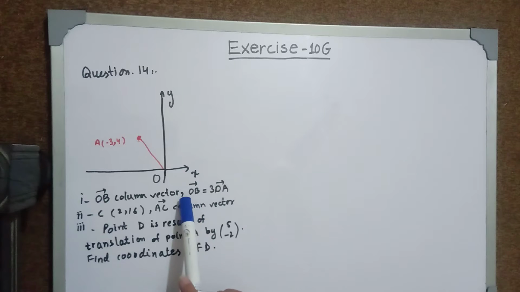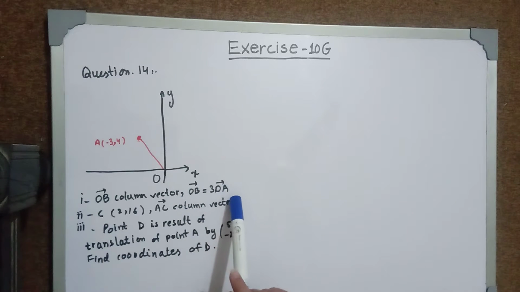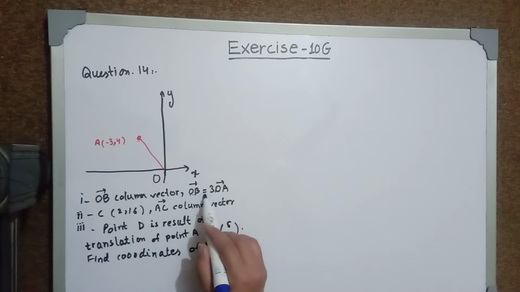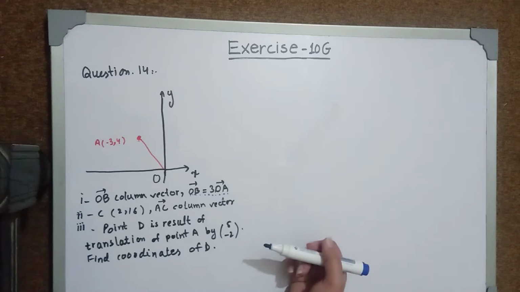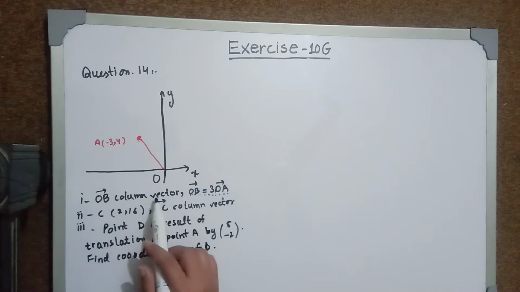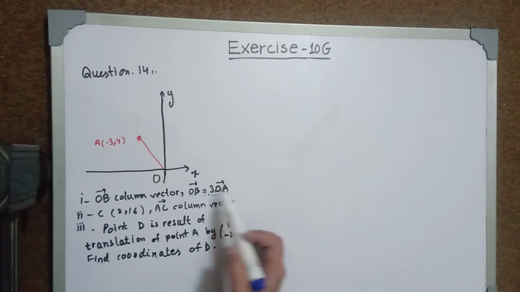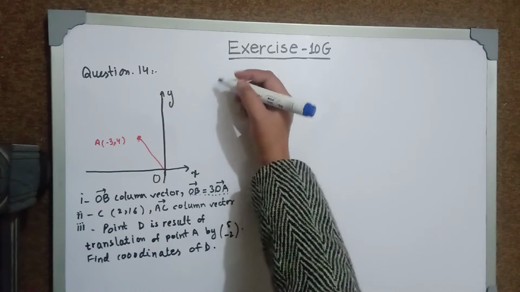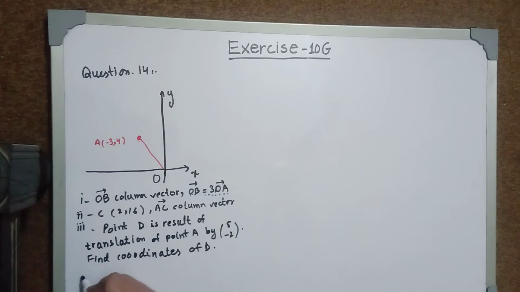By using this condition, it is given that OB is equal to 3 times OA. So we are going to use this condition which is mentioned in part 1, that OB is equal to 3 times OA. Firstly, because we need to find OB as a column vector, I'm going to write the vector A as a column vector. So, let's do it here.